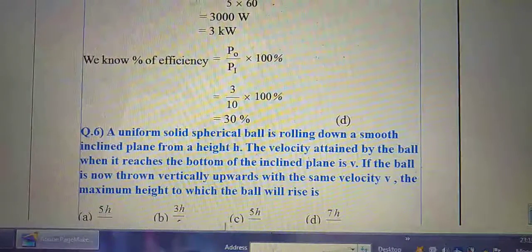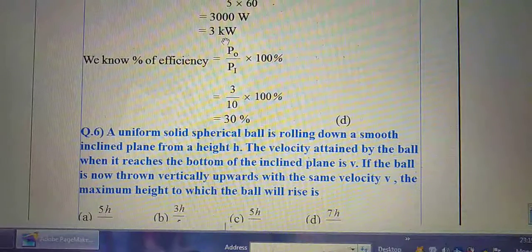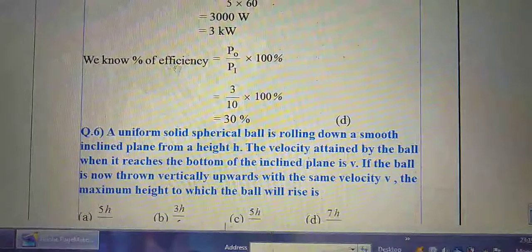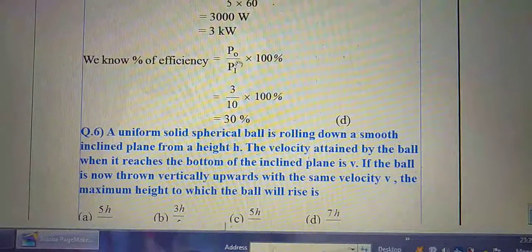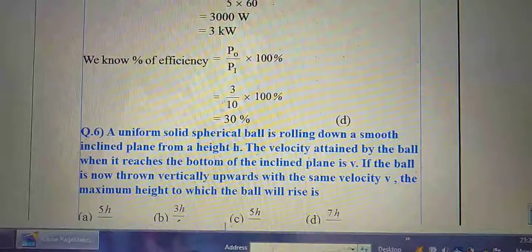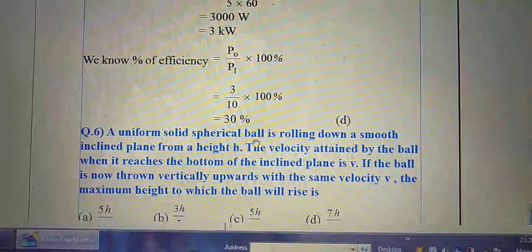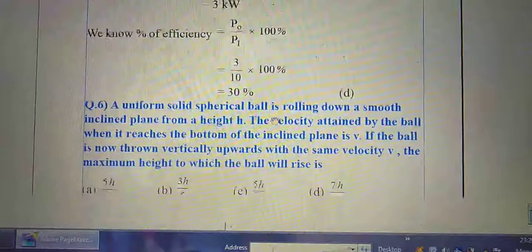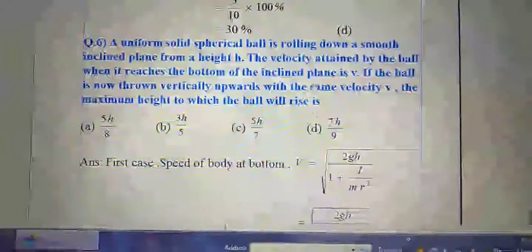So after calculation, how much output power? That is 3 kilowatt. So therefore percentage of efficiency is P naught by Pi. P naught means output power, Pi is input power, into 100%. After calculation, efficiency comes out to be 30%. The right option is D. Okay.